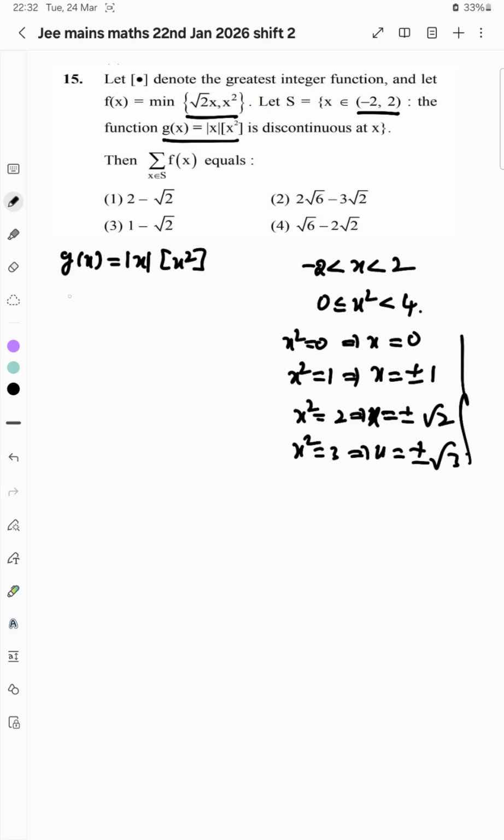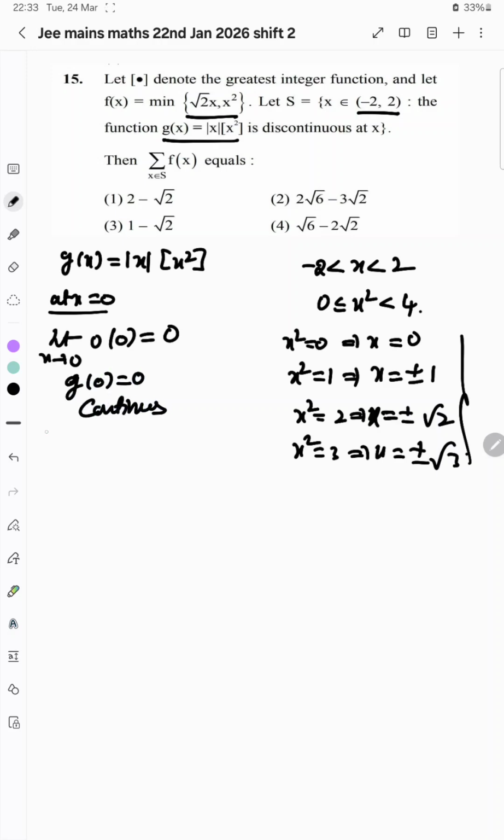First we can check at x equal to 0. At x equal to 0, what happens to the limit? Whether the limit extends to 0 minus or 0 plus, it will be 0 only. And step 0 square is always positive, so 0 point something, which again is 0. The limit value is 0, and the function value g of 0 is also 0. So it is continuous.